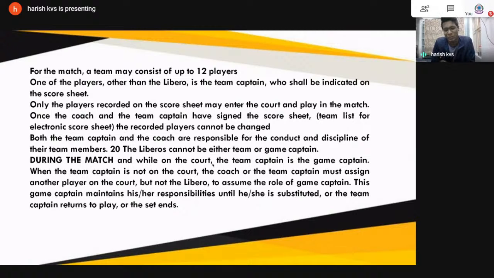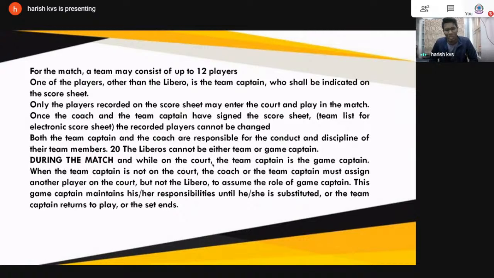So as you know, in team games, one of the players is nominated as captain. In a similar way, in volleyball also one of the players is nominated as a captain, other than the libero. Who is the libero? In the later part of the presentation, we will see what kind of player is nominated as a libero.